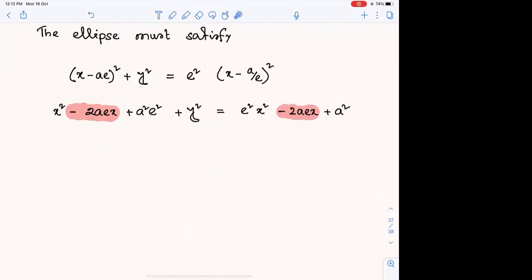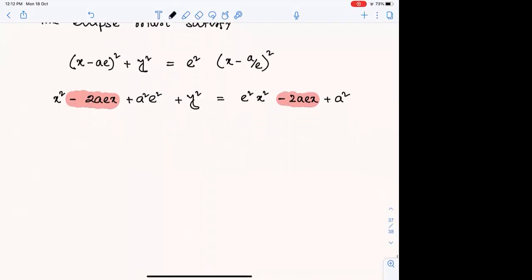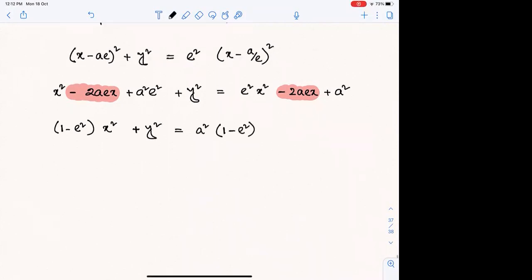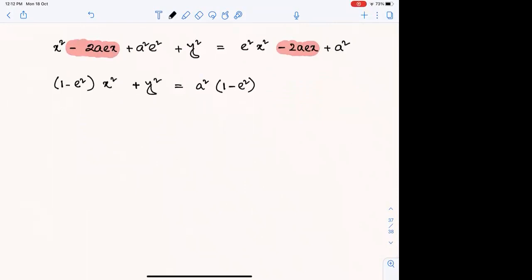To keep the leading coefficient, that is the coefficient of x square, positive, we identify e square is less than 1. So we have shifted these terms to the left hand side. Taking the terms to the left hand side, we have got (1 minus e square) into x square plus y square is equal to the constant term on the other side, a square into (1 minus e square). And e is a positive number between 0 and 1, so 1 minus e square is also a positive number between 0 and 1.